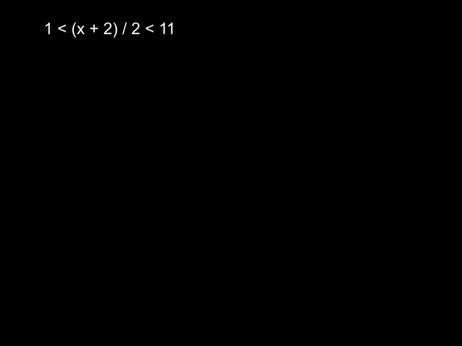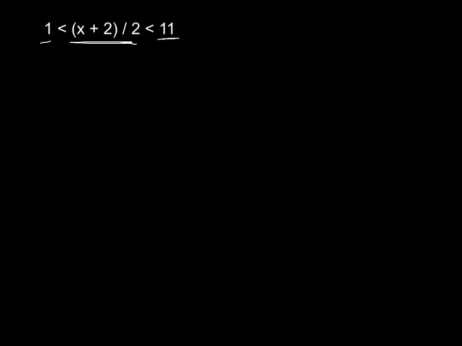In our second problem here, we notice that x isn't by itself. So we're going to need to do a little bit of work before we can write this in different formats. The first thing we notice is that there's a divided by 2. So how do we get rid of that? We're going to multiply everything by 2. You have to remember to multiply all 3 parts by 2. If you forget to do one of them, you're going to end up with a wrong answer.